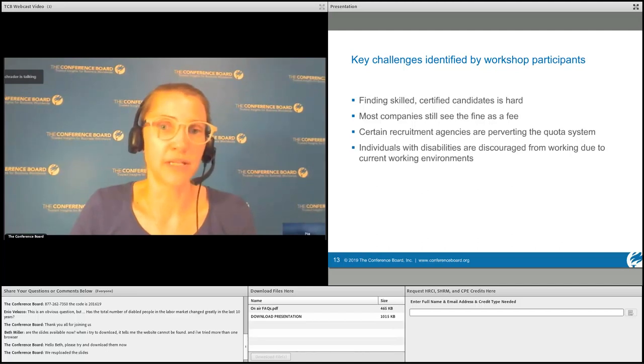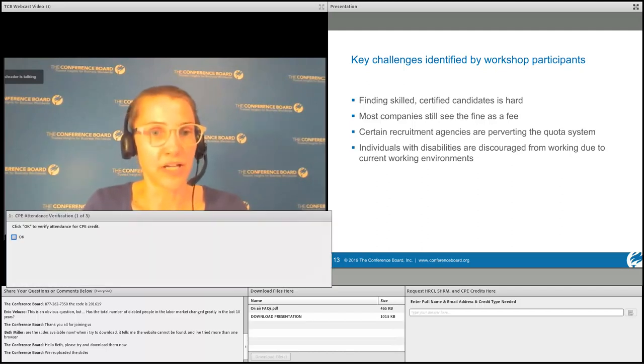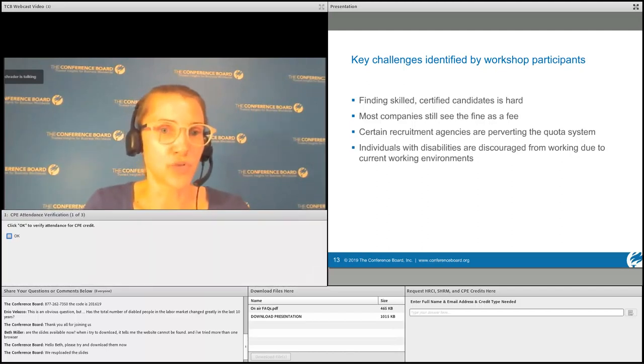Now, recently we've seen some change in 2016. New regulations were enacted that changed the way the fines for not achieving a quota were calculated. Part of that calculation used to be the average wage level within the region, for example, within the city. Now it's changed to the average wage within the company. So obviously for companies that have high average wage levels, that makes a big difference in the calculation.